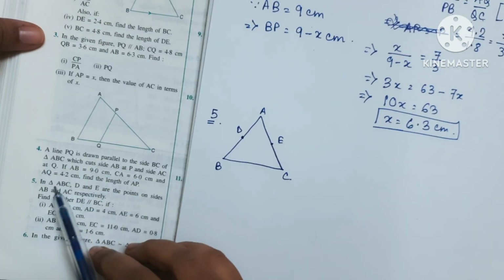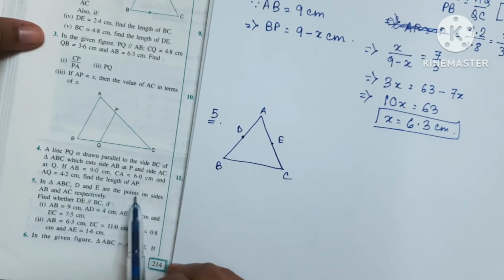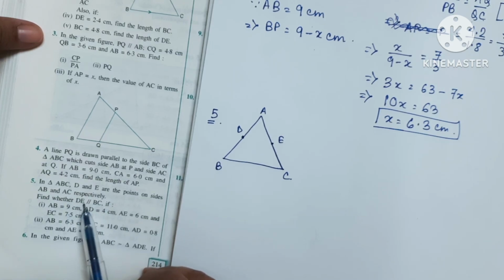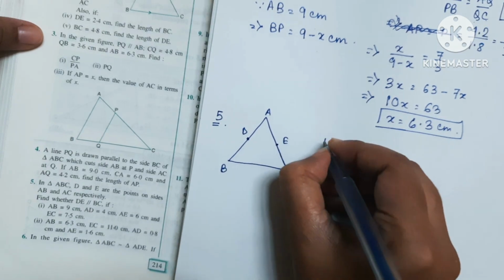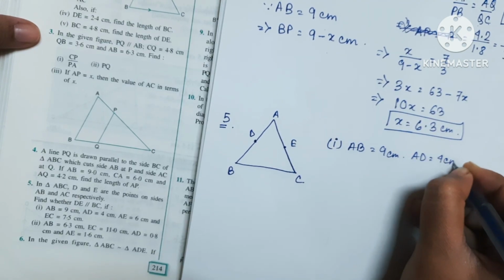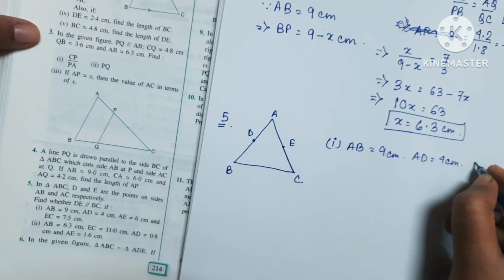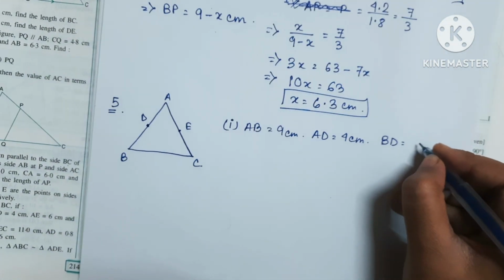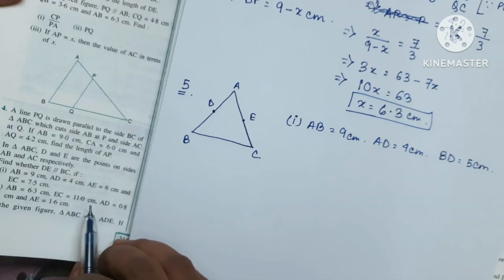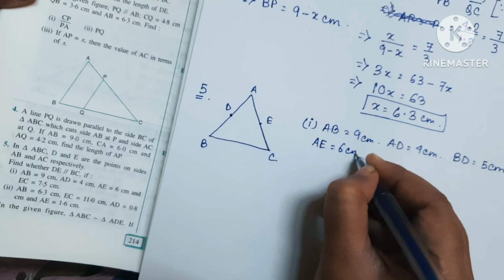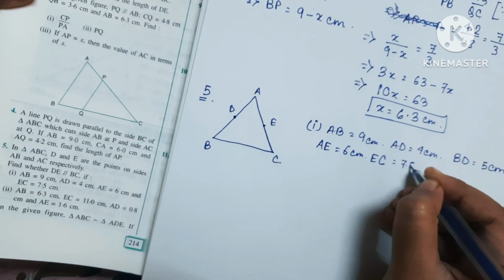See question number 5. ABC is a triangle. D and E are points on the sides AB and AC respectively. Now you have to find whether DE is parallel to BC or not. See the first condition, AB equal to 9 centimeter, AD equal to 4 centimeter. So from here you can write BD or DB equal to 5 centimeter.